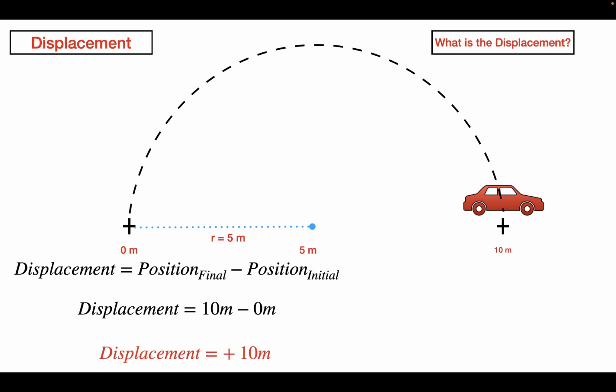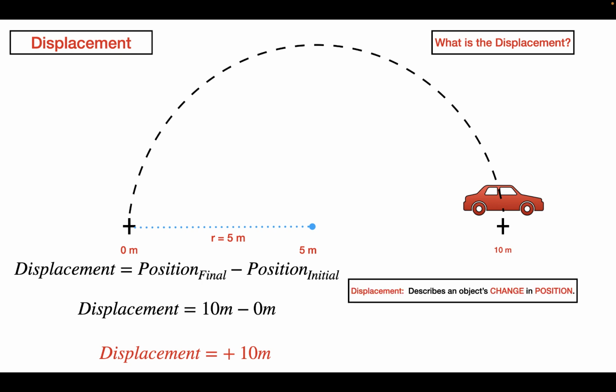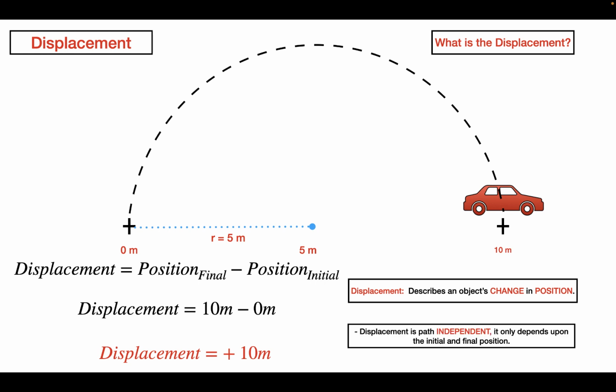So what we see from here is two main things. The first thing is that the displacement describes an object's change in position. And the second thing is that the displacement is path independent. In other words, it only depends upon the initial and final position. So it doesn't matter how an object gets from point A to point B. All that you have to worry about is the difference between the initial and final position.